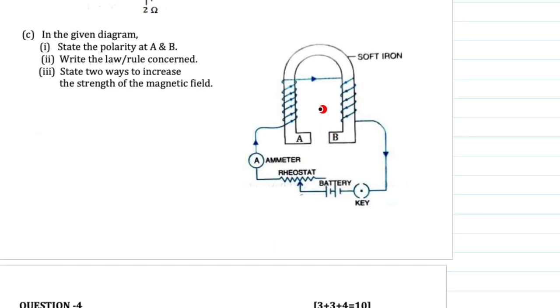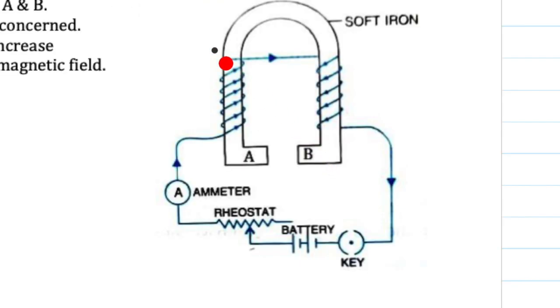Now we come to 3C. We have been given this diagram of the electromagnet, and I want you to see over here that the current is going this way and it is going in this first arm in a clockwise way. It's going this way like so. So this is your clockwise when you look from here. So A becomes south, B becomes north.